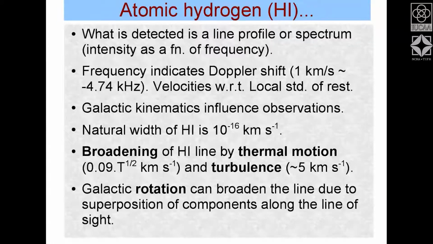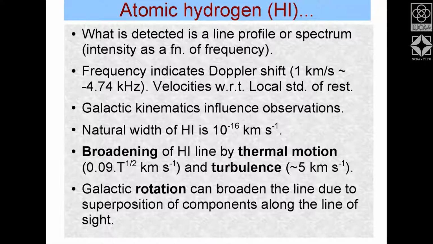Now, what we do with atomic hydrogen: we have mentioned the basics of how it originates, and why it is important for studying our galaxy. But what one practically sees when observing, let's say for simplicity, along a particular direction, not multiple components along the same line of sight, is a simple direction.